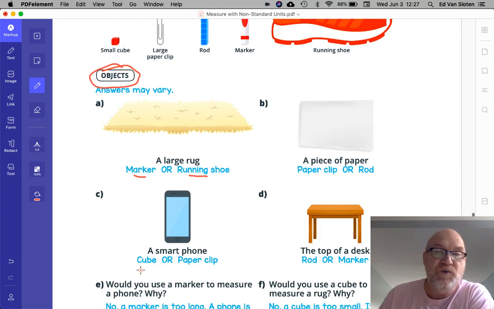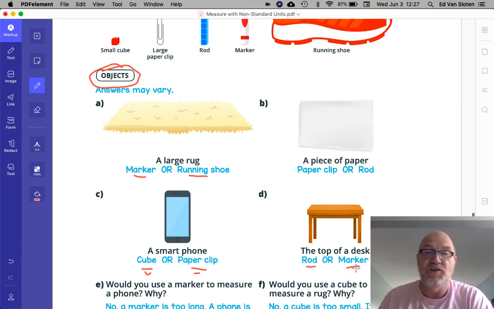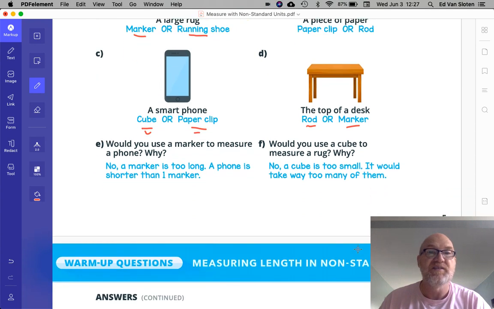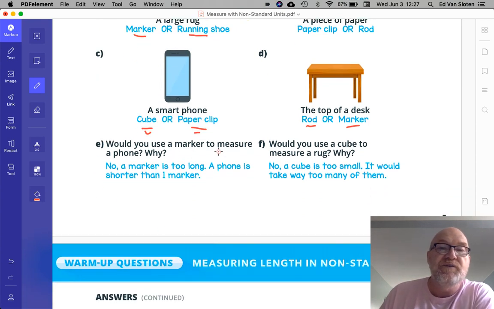A smartphone, I'd measure it in cubes or paper clips. That'll get you closer to the real length. The top of the desk, you can use a rod or a marker. You can imagine the fun we'd be having in class doing this. Would you use a marker to measure a phone? Why? No, a marker is too long. A phone is shorter or just a little bit bigger than one marker.